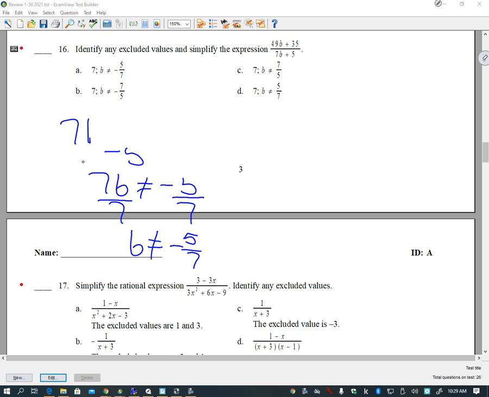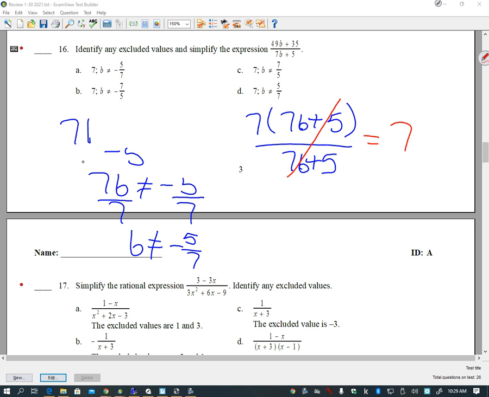What can I take? Let's see. I'm trying to think of what I can do here. All right. What can I factor out of the top? 7. And that's going to give me what? 7b plus 5. But I have 7b plus 5 on the bottom, right? So what happens to the 7b plus 5? They cancel out, and I'm left with 7, right? That's how I show that. That's how I get to just 7.